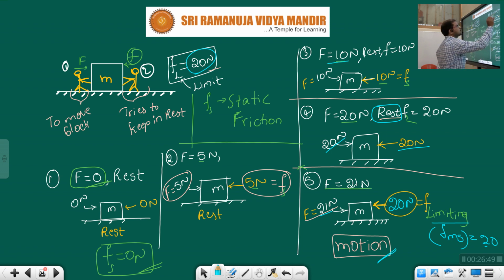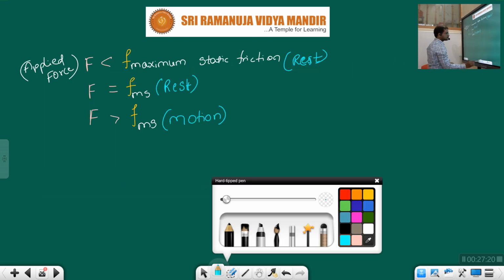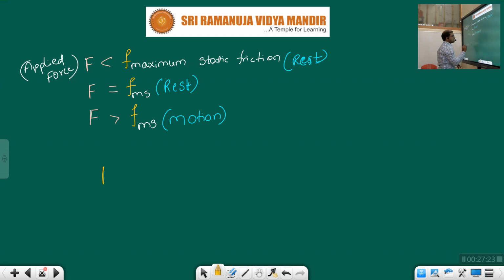Okay, remaining cases, see children, applied force 10, maximum static friction is 20. Applied force is 10, means again it is less than FMS. Here applied force is 5, maximum static friction 20, means again it is less. So in all these cases, you can observe the block is in rest condition whenever the applied force is less than or equal to FMS.